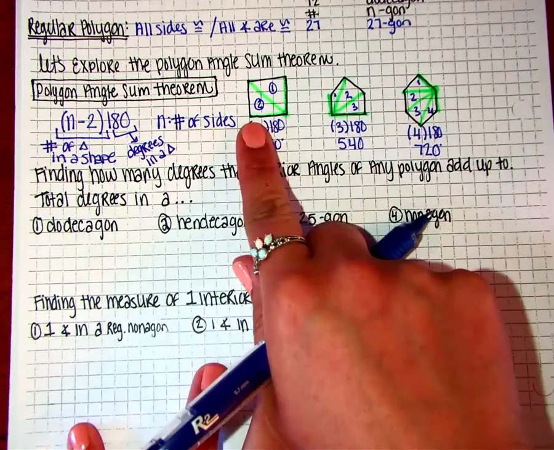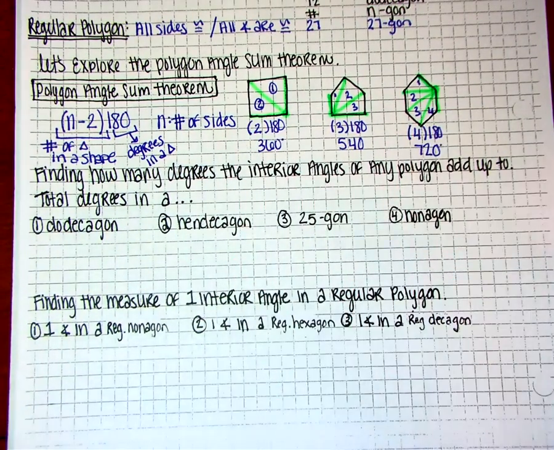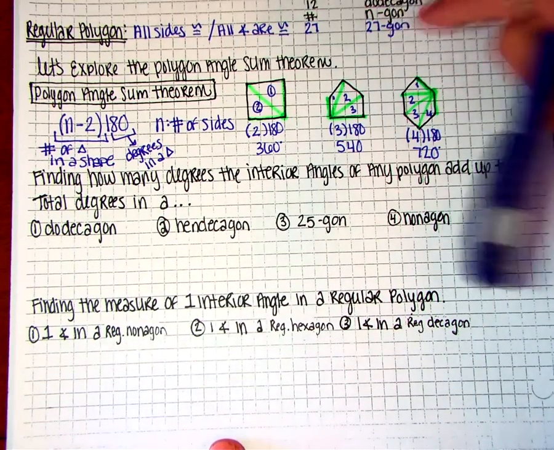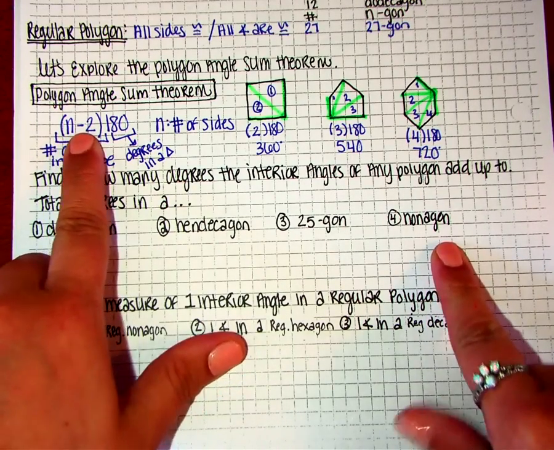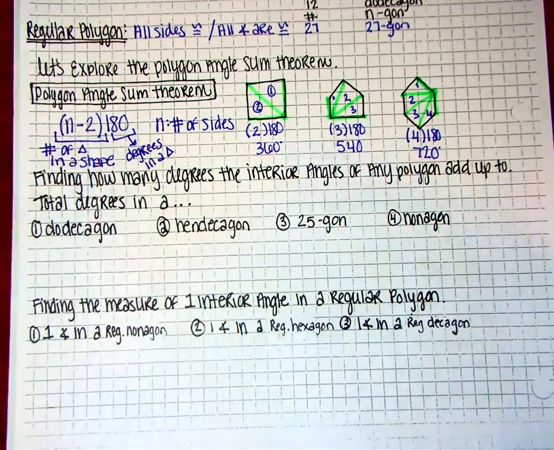Now, this becomes highly unrealistic when you're dealing with a 70-sided shape. No one wants to do like 70 diagonals and counting. It's a lot easier to do, well, 70 minus 2 is 68, and then 68 times 180 gives me my total.